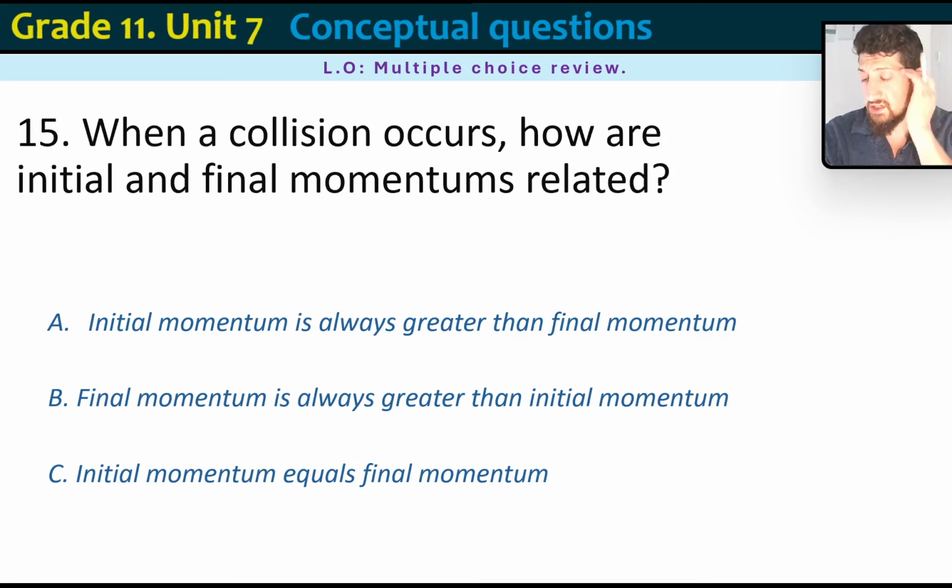Let's have a look at question 15. When the collision occurs, how are initial and final momentums related? Hopefully by now you should be able to get this one right. Initial momentum is always greater than final momentum? Final momentum is always greater than initial momentum? Or is it that initial momentum equals final momentum? Of course, I think most of you know by now, initial momentum will always equal the final momentum, and the final momentum will always equal the initial momentum.